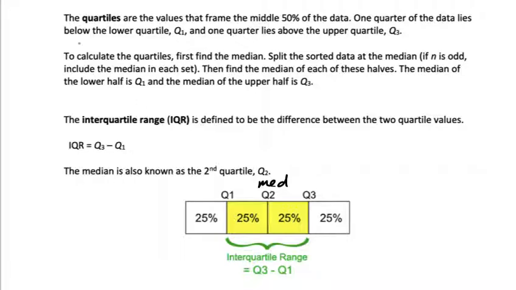So if we take our value for Q3 and our value for Q1, and we do Q3 minus Q1, that gives us what's called the interquartile range. So the range is the maximum value minus the minimum value. Interquartile range is Q3 minus Q1. So it's sort of like the range of the middle 50% of the data.